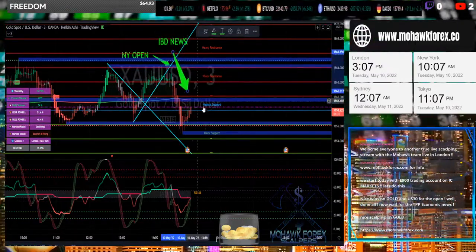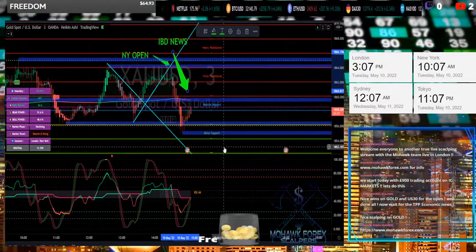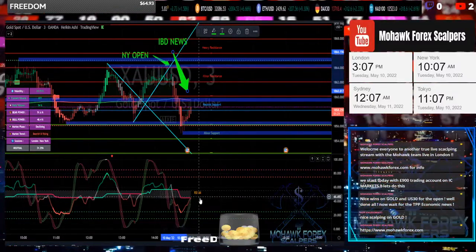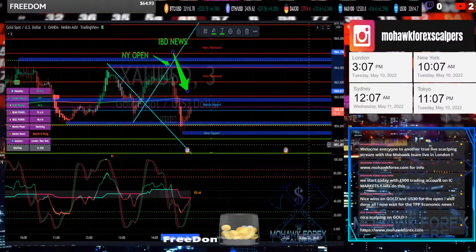Gold, still very upset. See, the RSI didn't do it. It's a hold, 44.5. See, the next candle is a crucial one.